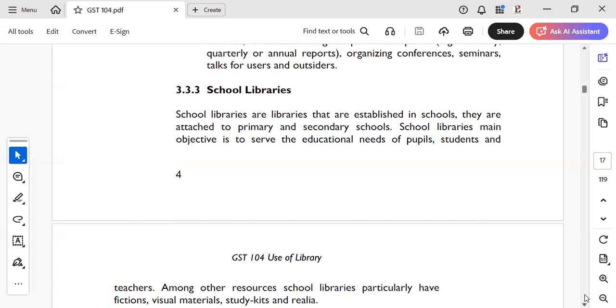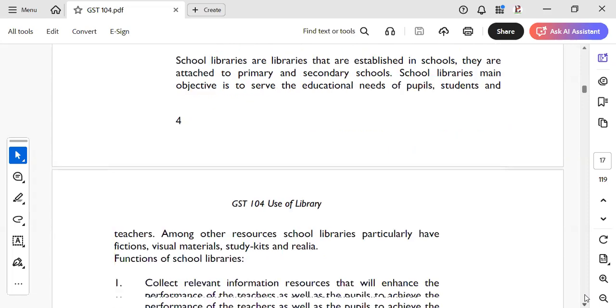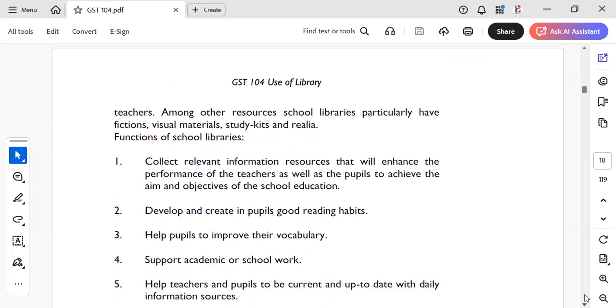Now, the difference between school libraries and academic libraries is that academic libraries belong to institutions. And when we say institutions, we are talking of universities, polytechnics, colleges of education, while school libraries belong to primary and secondary schools. That is a line of difference between the two of them, because sometimes you confuse school libraries with academic libraries. The difference is that one belongs to institutions, the other belongs to primary and secondary schools.